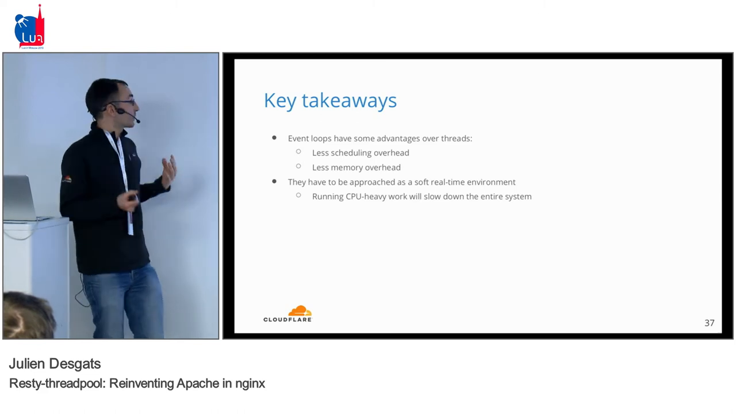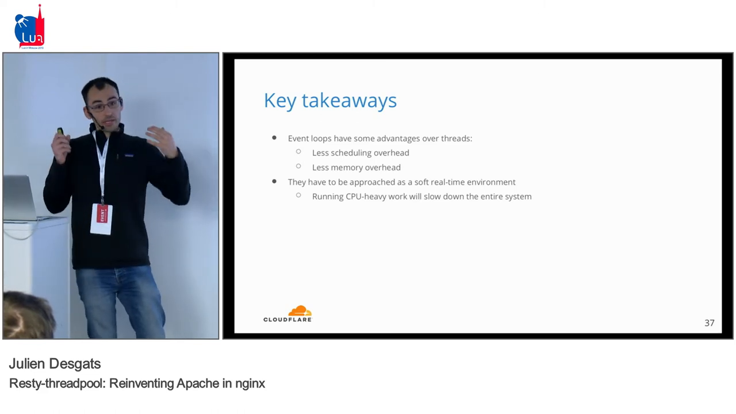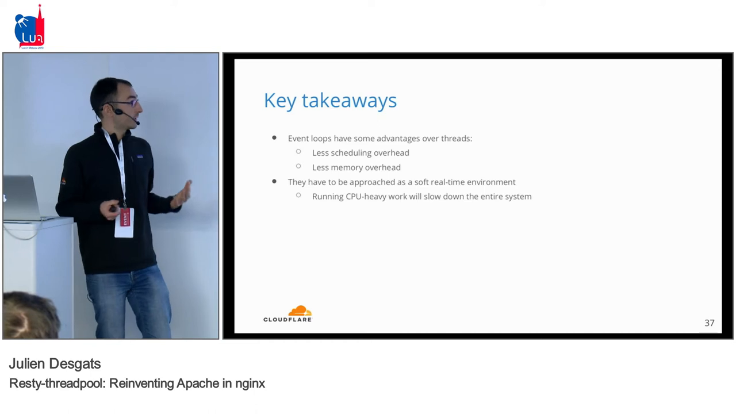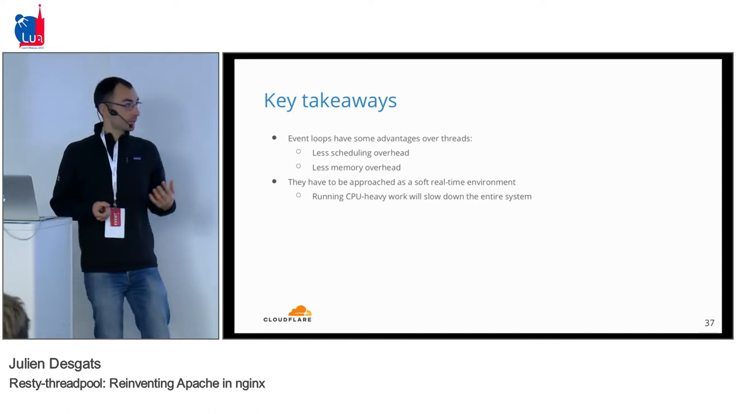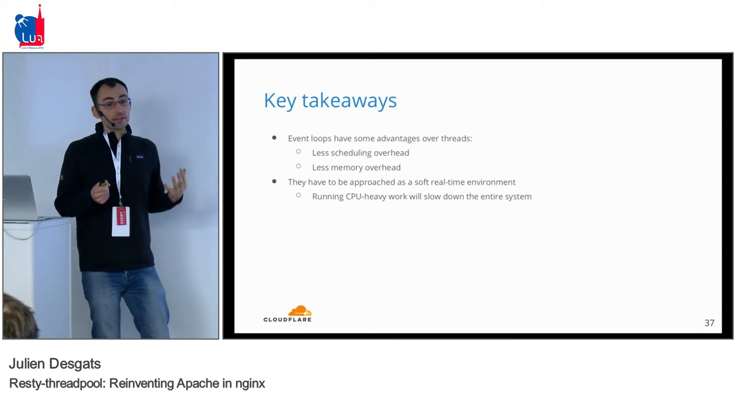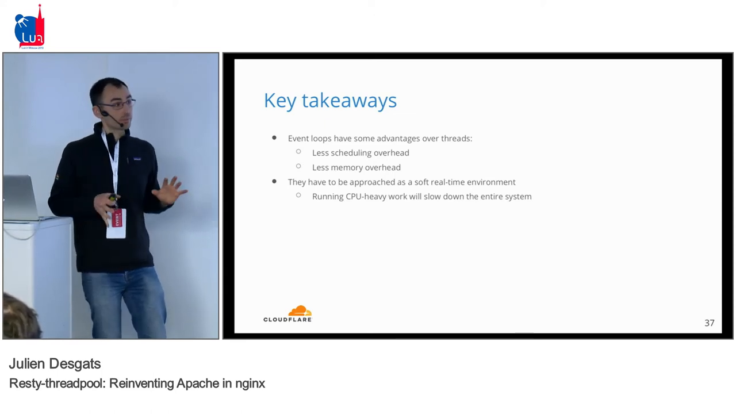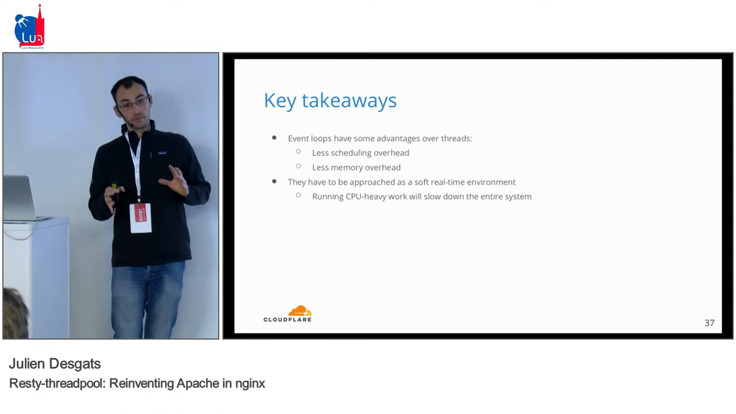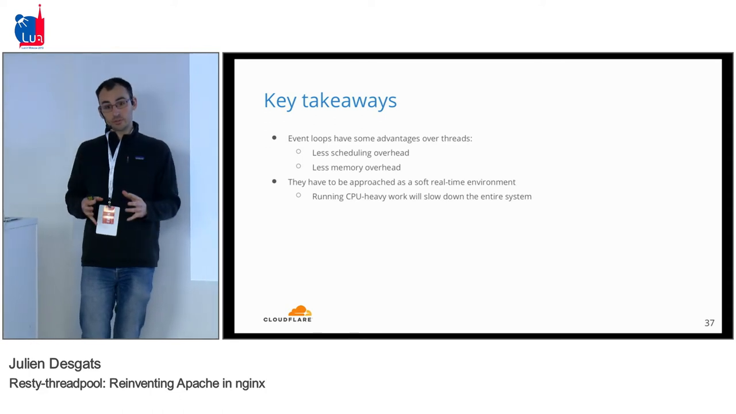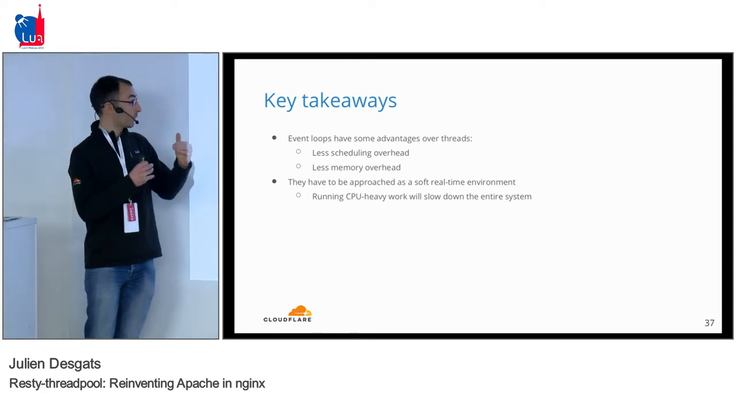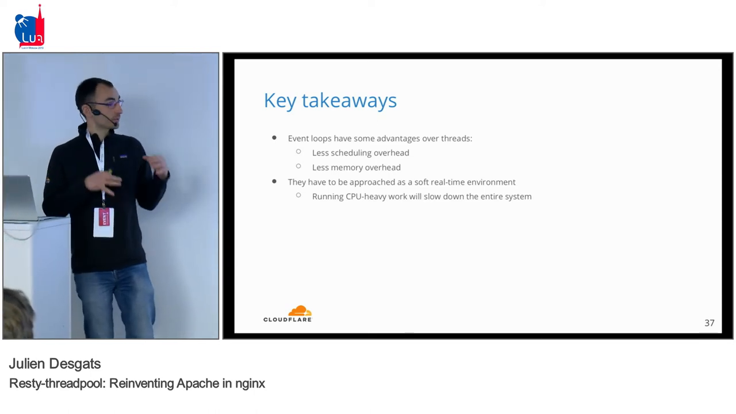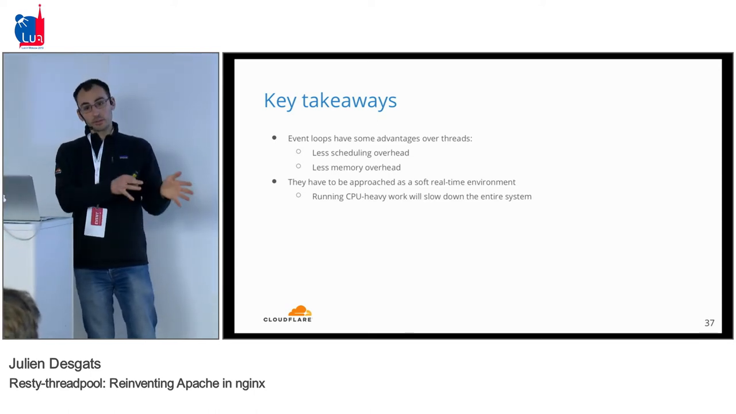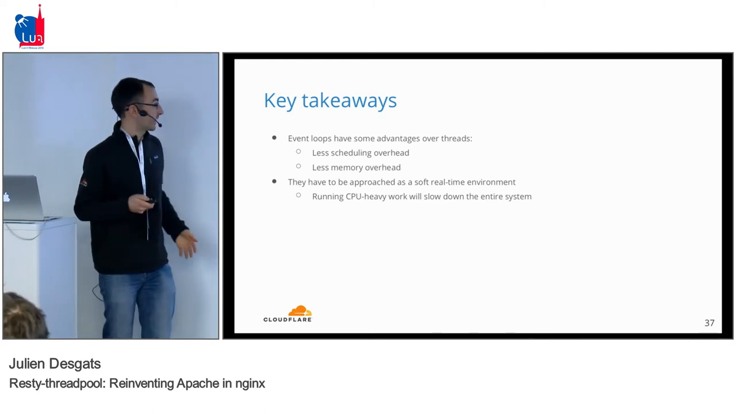So far, what we can see is that having an event loop architecture has an advantage over threads, because there is less memory overhead and less kernel scheduling overhead. But you have to approach that as soft real time, in the way that you have to be very careful about what you do with your CPU time once you have the CPU, because there is no preemptive scheduling. You have to give the control back to the event loop at some point so it can progress.